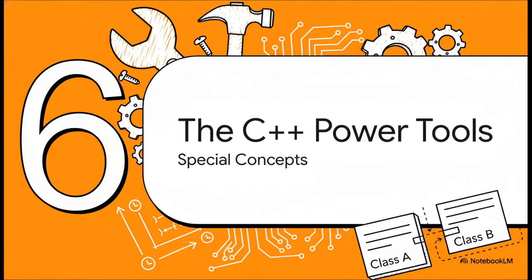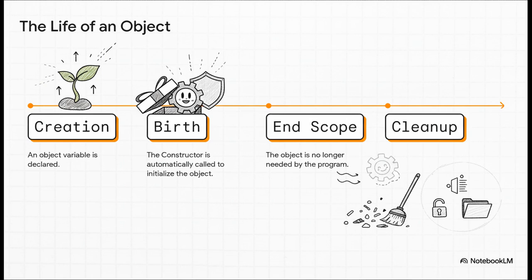So now, let's look at a few special concepts in C++ that act like power tools for the programmer. These help us manage the life of our objects and handle some special relationships between our classes. Every single object has a life cycle, and what's really cool is that C++ automates the beginning and the end for us. When an object is first created, a special function called a constructor runs automatically to set it up. Maybe it assigns some default values or allocates memory. Then, when the object is done and about to be destroyed, another special function, the destructor, runs automatically to clean everything up, releasing that memory or closing files. It's a fantastic feature that helps prevent really common bugs like memory leaks.